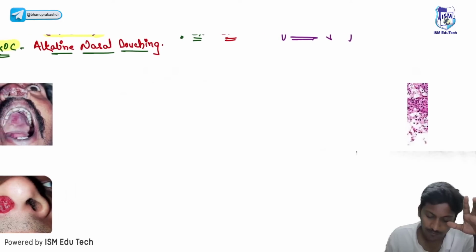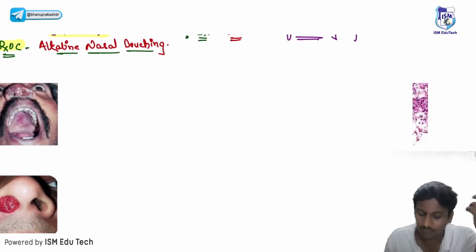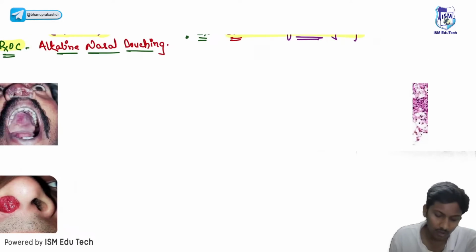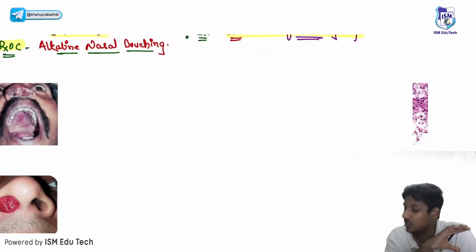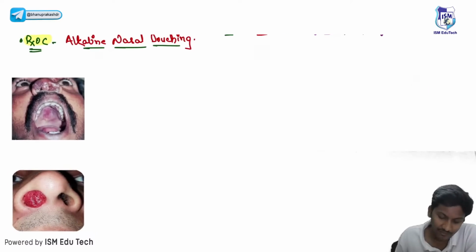Yes, definitely estrogen spray can also be used, because I told you one of the causes of atrophic rhinitis can also be estrogen deficiency, but that is not the first line management. That can be given alongside.